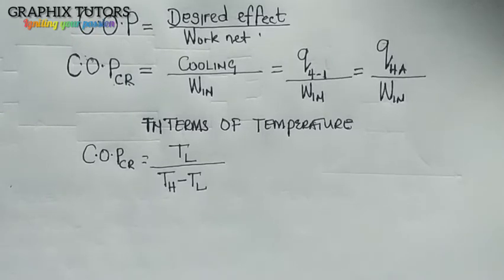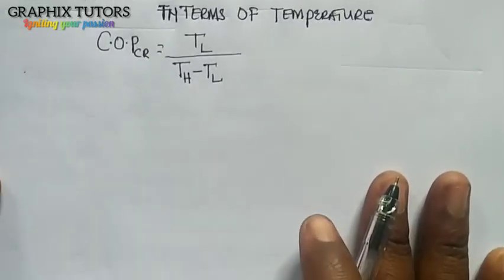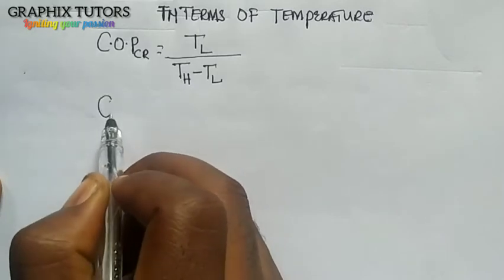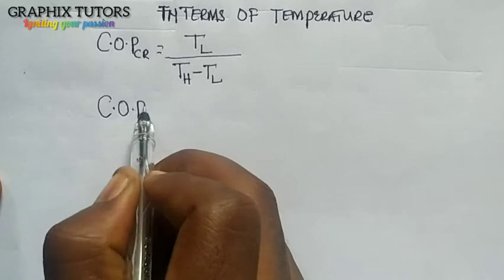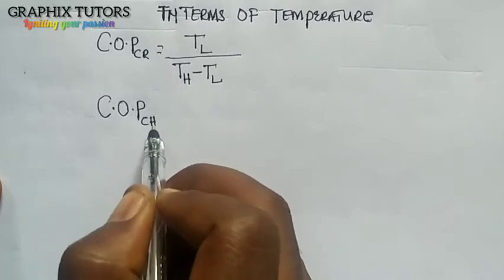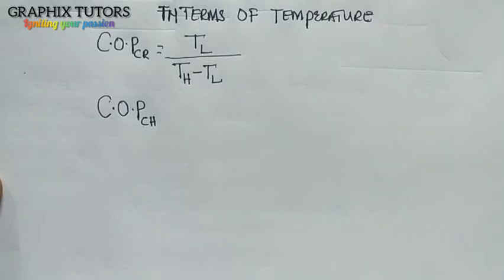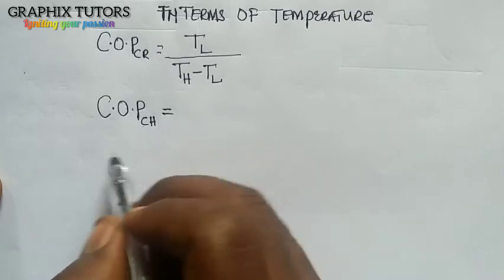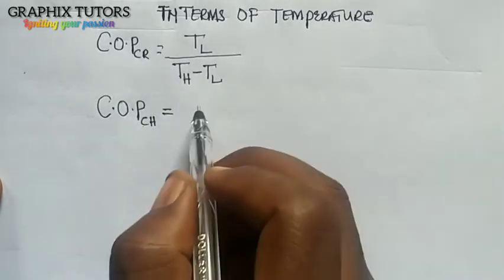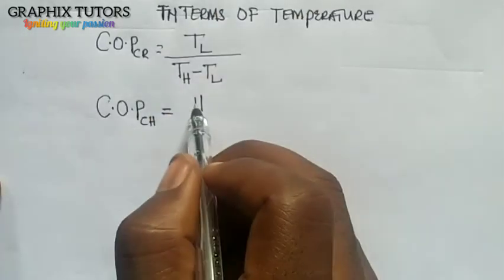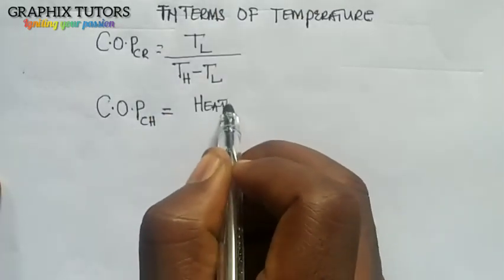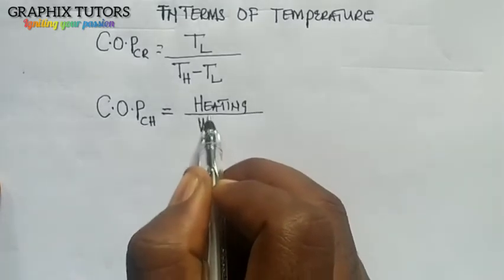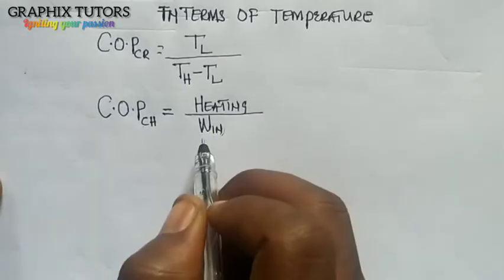TL. So now, if you move further, I will now go to the COP of the heating cycle, heat pump cycle or heat pump. In the heat pump, it's always at the condenser where the temperature is very high, because the desired effect of the heat pump is heating purpose, right? It's for heating all over the work input, that is at the compressor.